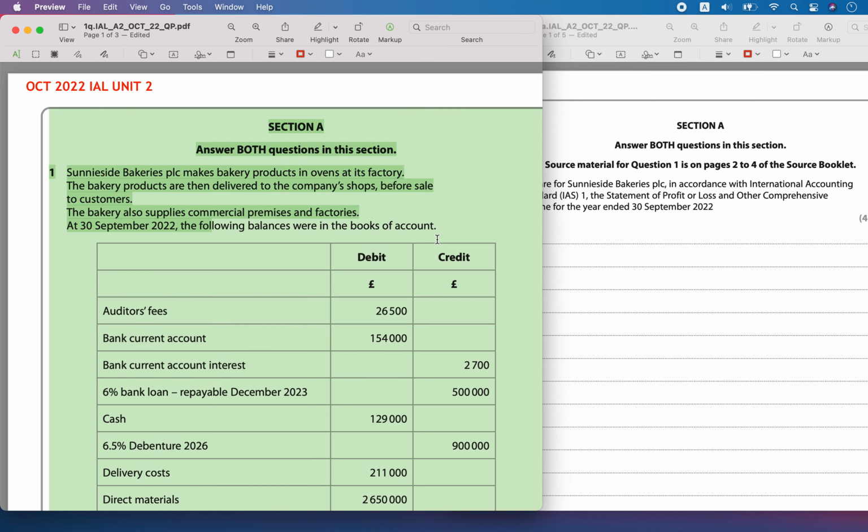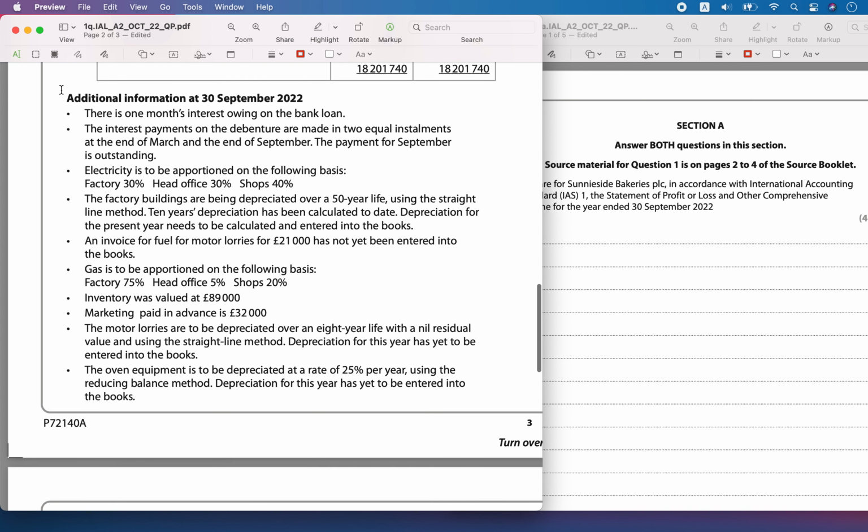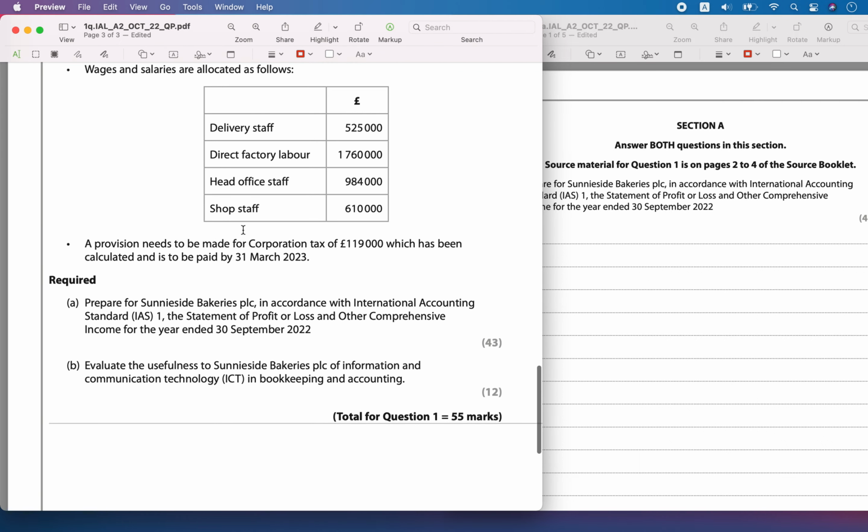At 30th September 2022, the following balances were available in the books of account, and they have given additional information at 30th September 2022. And finally we are supposed to calculate.